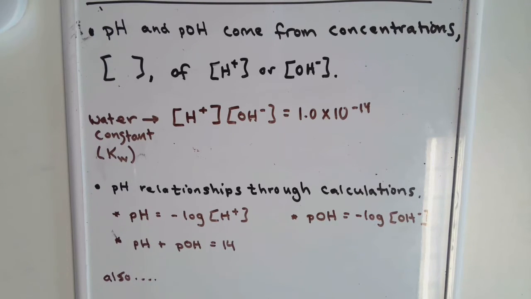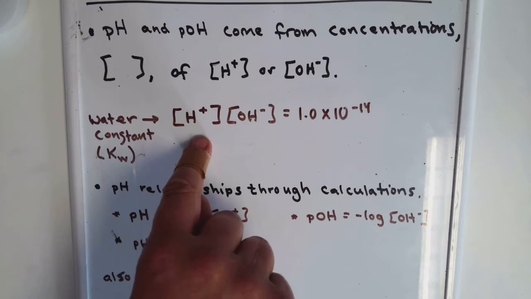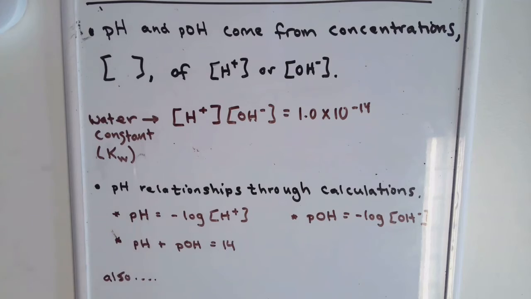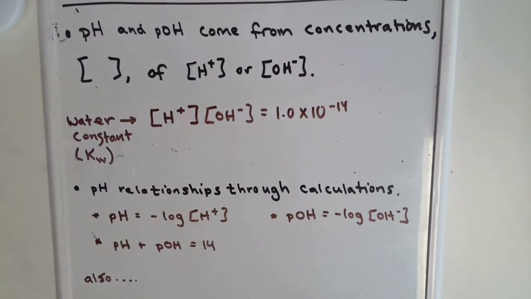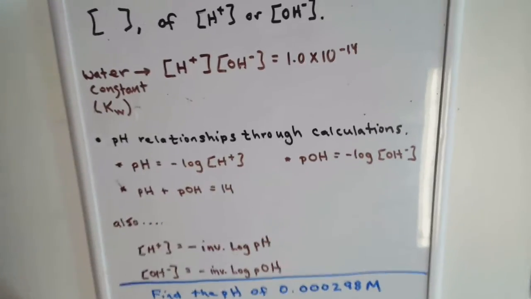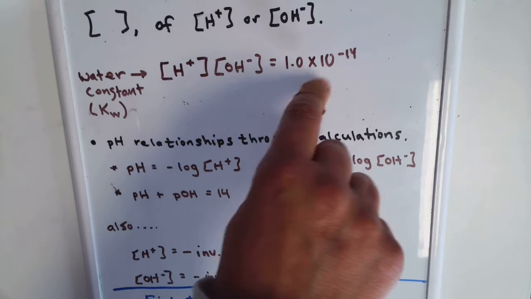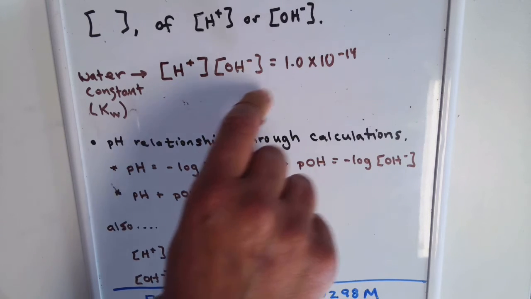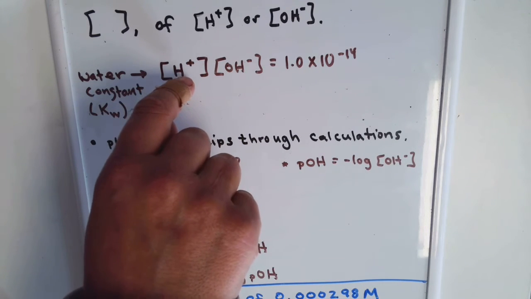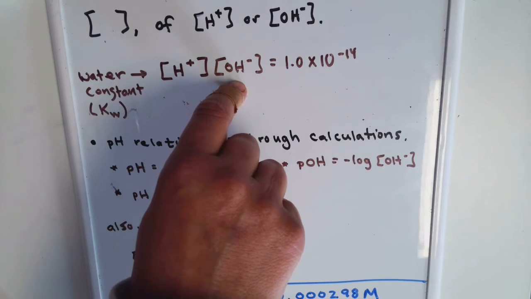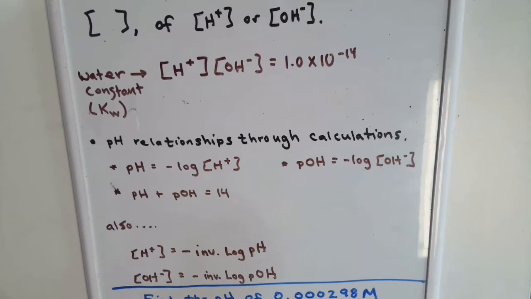Okay? So what if we're not dealing with water? What if we're dealing with a strong acid or a strong base? Well, these values are not going to be 1 times 10 to the negative 7 and 1 times 10 to the negative 7. So we are going to have to use these equations for our different values. You can find hydrogen ion concentration if you're given hydroxide concentration by dividing that OH into the water constant. Or if I give you the hydrogen ion concentration, you can divide it into the water constant to find the hydroxide ion concentration.